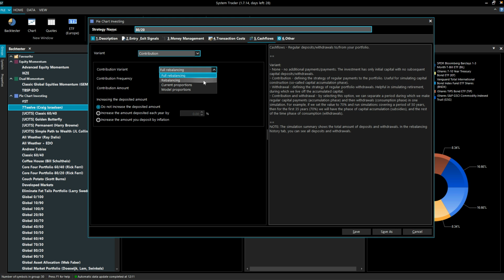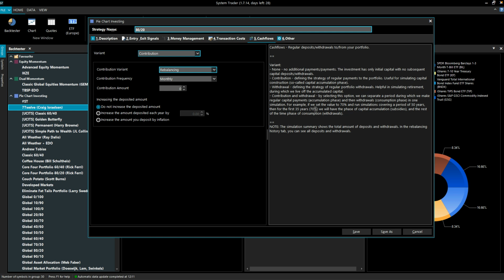which is a very good approach. The other two possibilities here are current proportions, which means that we will contribute capital to our portfolio based on the current proportions, or we will add capital based on the model proportions. But as I said, rebalancing is the best approach. And by the way, you also have the description here, and I recommend reading it when you are in doubt.